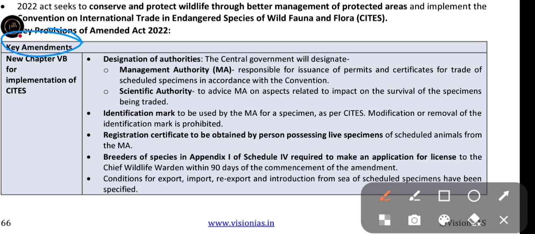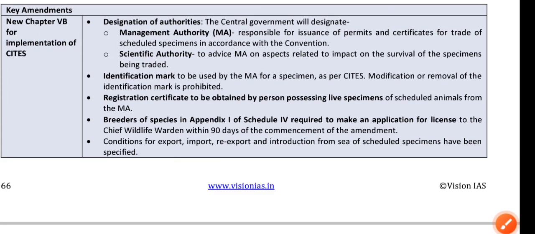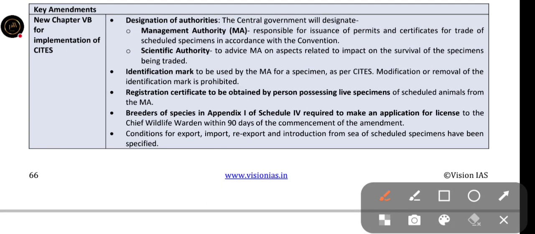And the key amendment, that is new chapter 5B, for implementation of CITES. Designation of authorities: the central government will designate the management authority responsible for issuance of permits and certificates for trade of scheduled specimens in accordance with the convention, and a scientific authority to advise the MA, that is the management authority, on aspects related to impact on the survival of the specimens being traded, and the identification mark to be used by the management authority for a specimen as per the size.